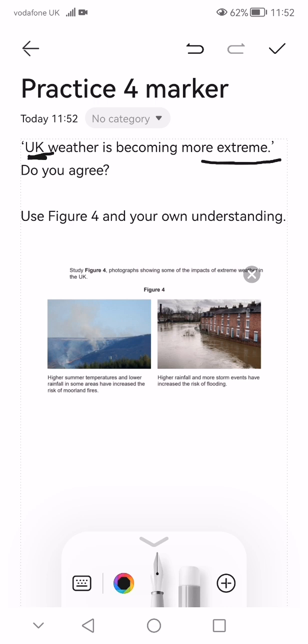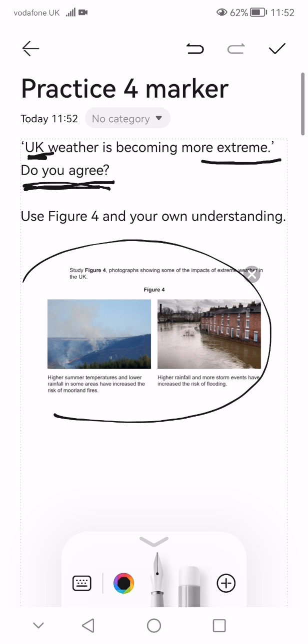Now that first statement there, UK weather is becoming more extreme, is not your question. Your question here, and the one you have to reference in your answer multiple times, is do you agree? You have to say whether or not you think UK weather is becoming more extreme. Now, just from having a look down here at figure 4, there are 2 examples of extreme weather. There is higher summer temperatures, lower rainfall over here, and then you have higher rainfall over here getting flooding. So I would say the sensible option here is to say yes, I agree that the UK weather is becoming more extreme.